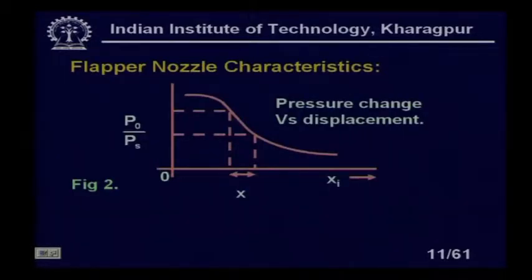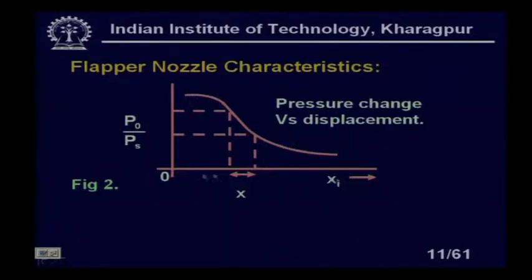Now, if you look at the flapper nozzle characteristics, we have plotted here on the y axis P o by P s, normalized pressure, and on the x axis we have plotted the displacement of the flapper from the normal position. You see the graph looks like this, right? P s is constant. If P o increases, then the distance of the flapper from the nozzle is getting decreased and decreased. This is the side, you see this portion, that means it is very close to the tight position or stopping the bleeding. So you see it is coming horizontal.